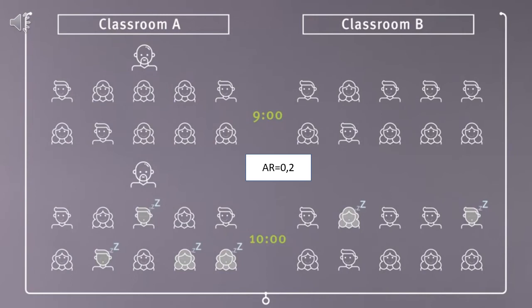We already know the attributable risk is 0.2. Now we only need to know the prevalence of exposure. The total study population is 20 students. 10 of them are exposed to the boring lecture. So the prevalence of exposure is 10 out of 20. That means 0.5. It's 50%.